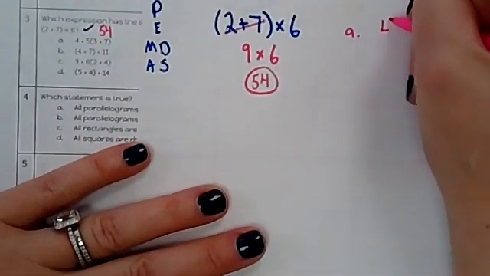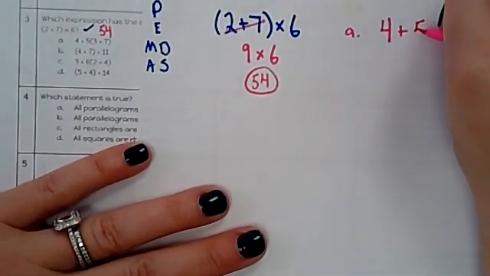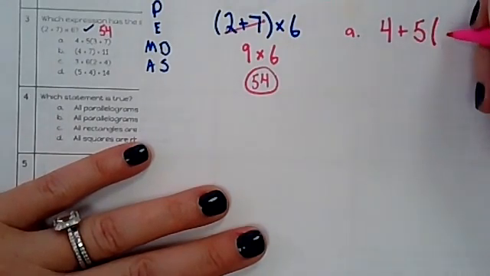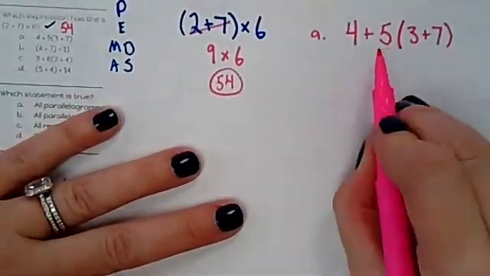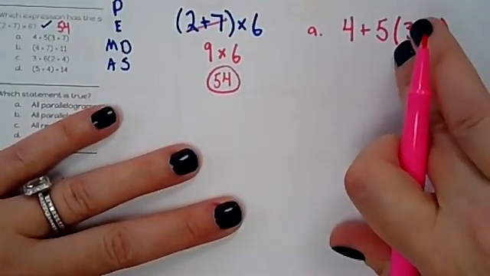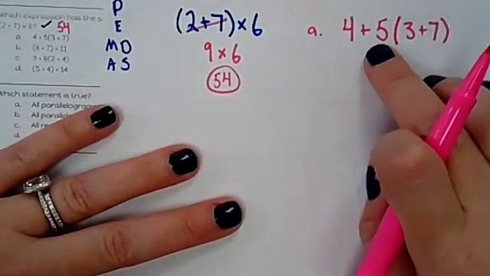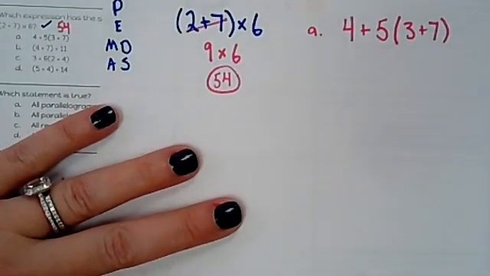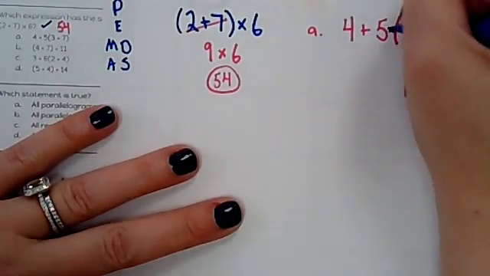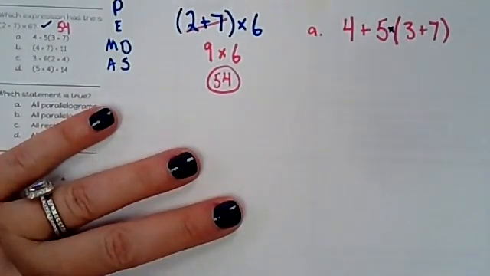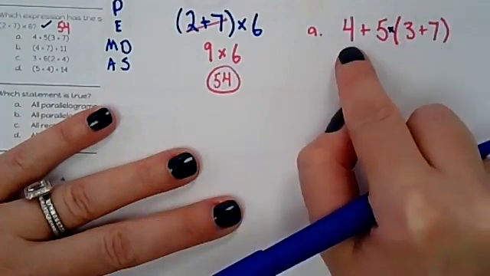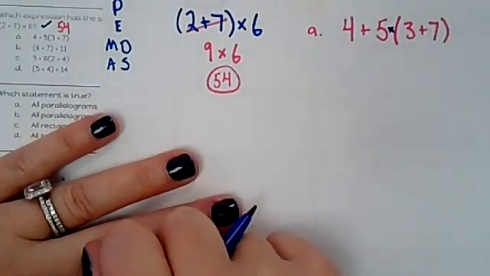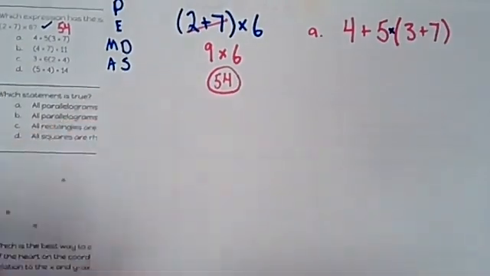So I want you to write 4 plus 5 parentheses 3 plus 7. Now, what you need to know before we get started is that this 5 slammed right up next to this parentheses means 5 times. So you can go ahead if you want to and just put a little times symbol in there, okay? Because 4 plus 5 slammed up next to a parentheses means 4 plus 5 times 3 plus 7. All right, what do we do first?